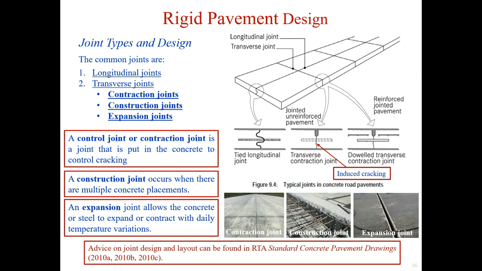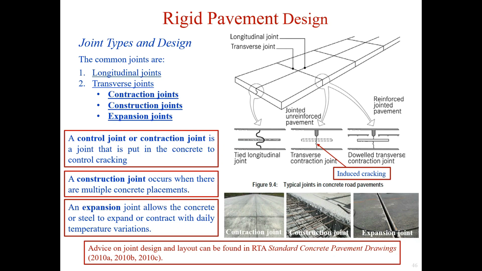The transverse joints include the contraction joints, construction joints, and expansion joints. The contraction joint, or control joint, is mainly used to control cracking. These joints do not go all the way through the thickness of the slab, but rather about a quarter of the depth. They serve only as a weak place in the concrete where cracks can occur and then later be sealed up.